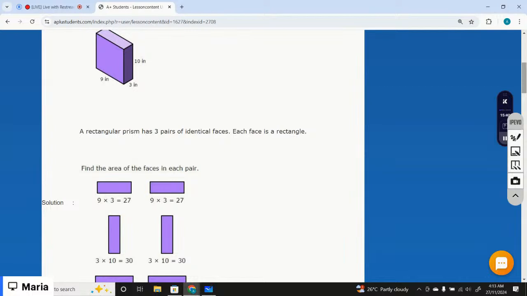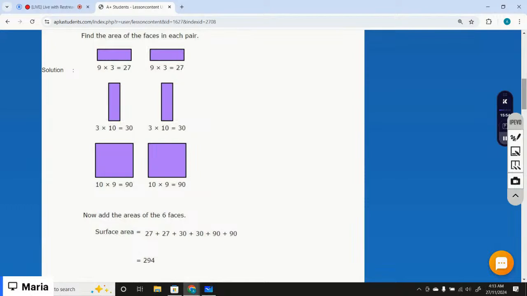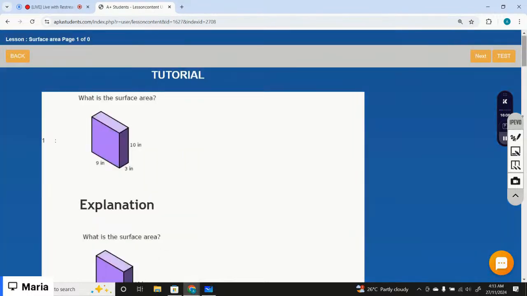The identical faces have the same area. So calculate the area of the faces, and you have to add all these areas, that would be the surface area, right? These are the rectangles, so you have to do length times width, calculate the area of each face, and then you have to add. Let's just start with the test questions.